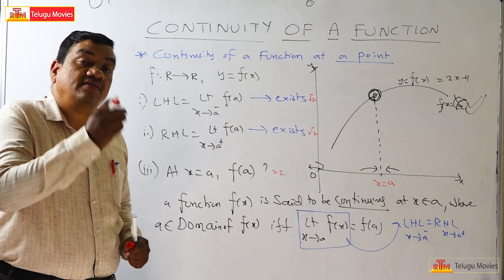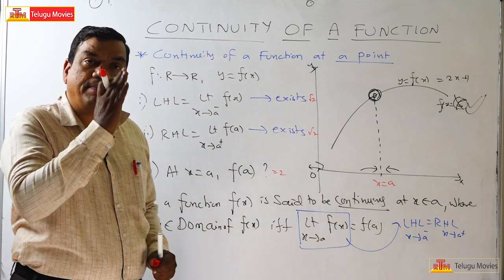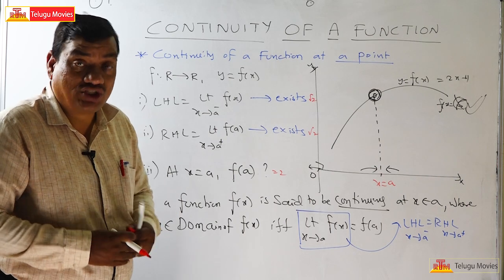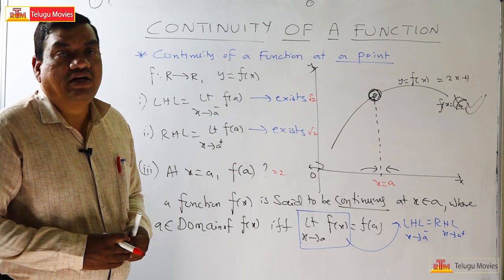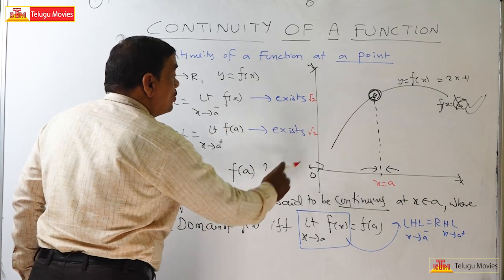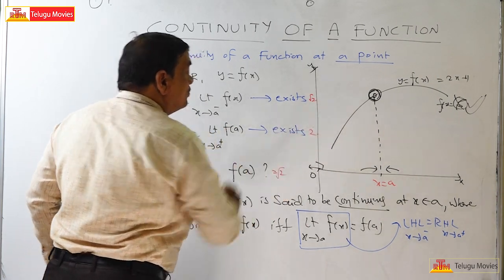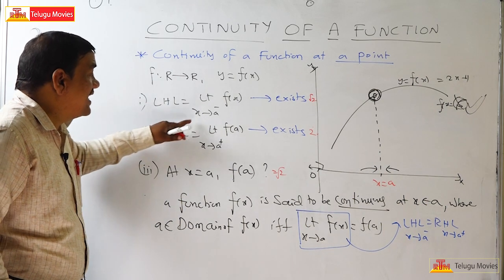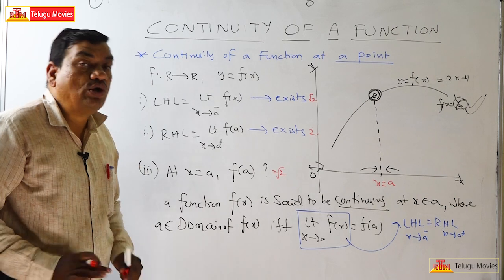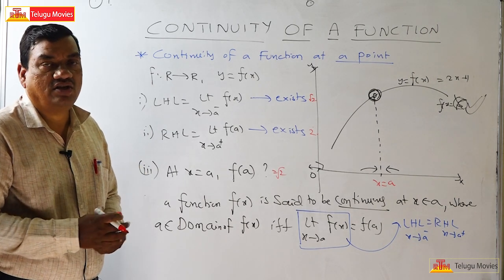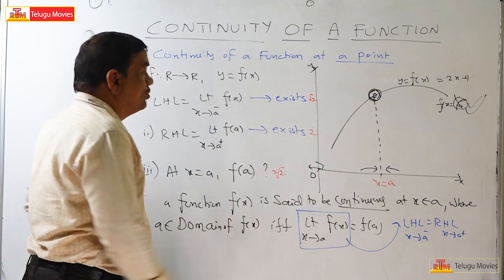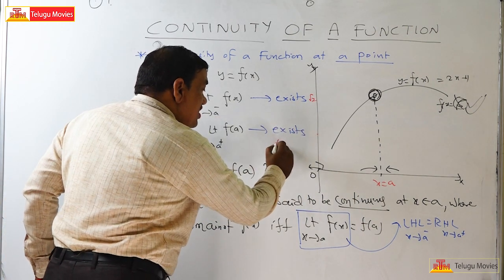Simply we say that some breakage is there at the point x is equal to a. It is discontinuous. Understand? Okay. It is root 2, it is also root 2, but f of a is 2. Then also the function is not continuous. Understand this? Okay now? Right. Here the limit does not exist.